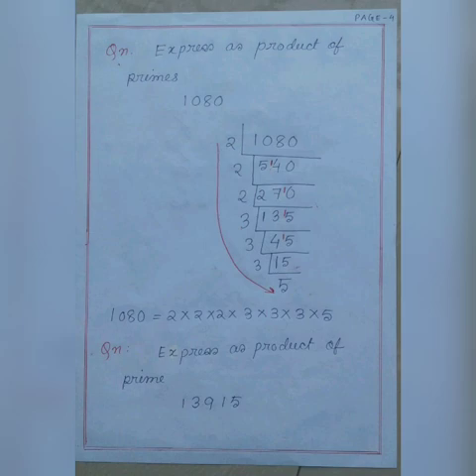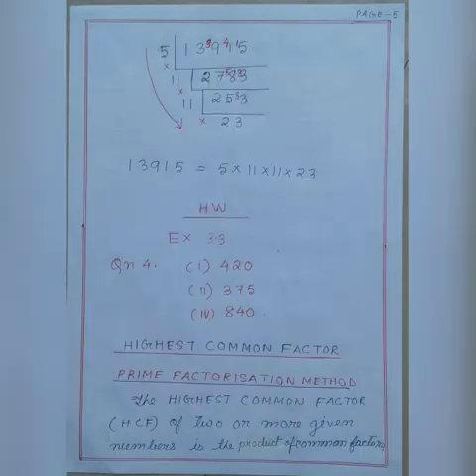1080, starting from the beginning, I shall write all the factors, that is 2 into 2 into 2 into 3 into 3 into 3 into 5. Next question is express as product of prime factors 13915. Now let us find the prime factorization of 13915. The last digit is 5, so we shall divide the number by 5.